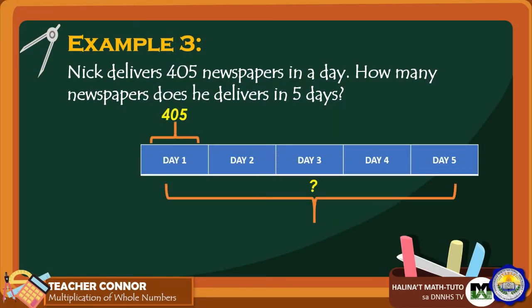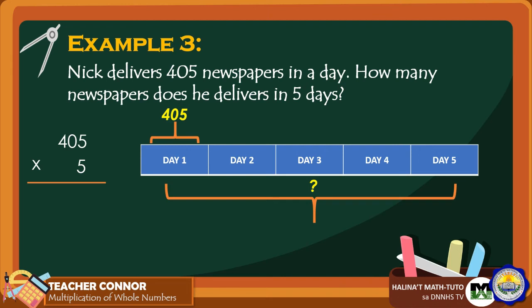Now, let's try to apply multiplication in real-life situation. Nick delivers 405 newspapers every day. How many newspapers can he deliver in 5 days? In this problem, we need to determine the number of newspapers delivered by Nick in 5 days. If he can deliver 405 newspapers per day, meaning to say, we need to multiply 405 by 5.